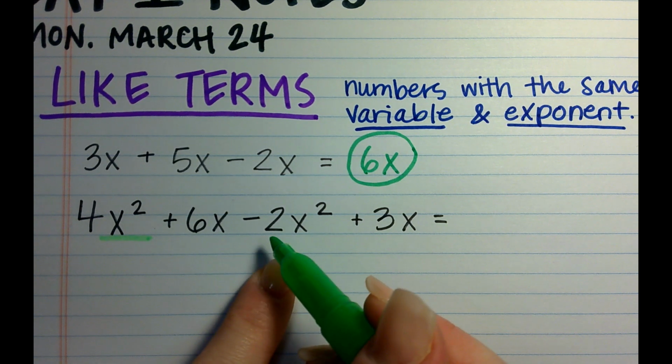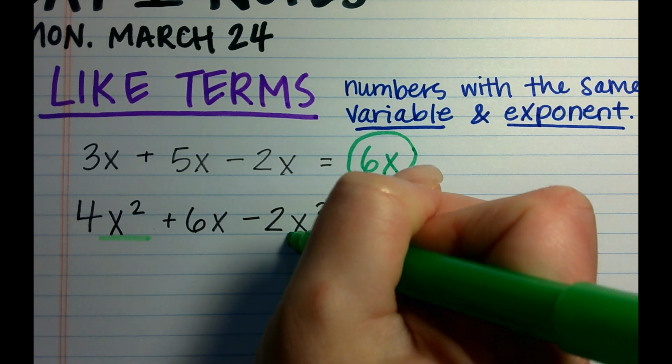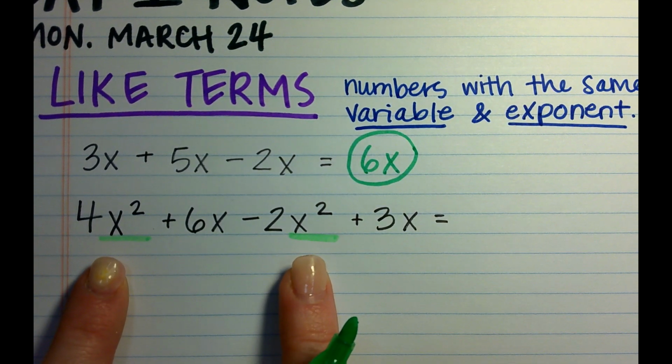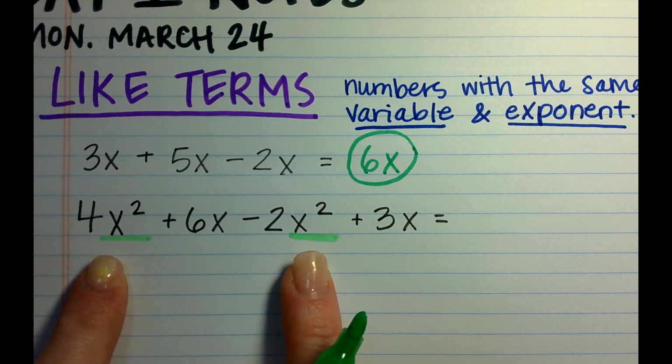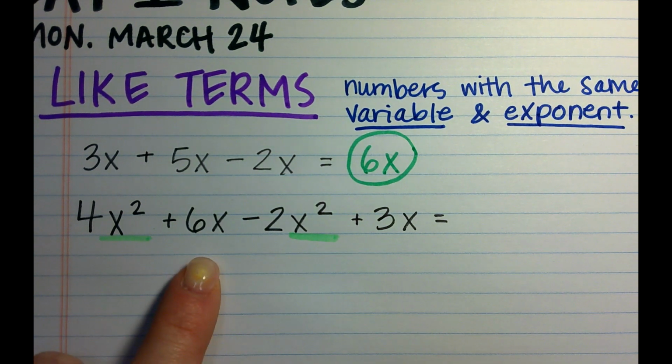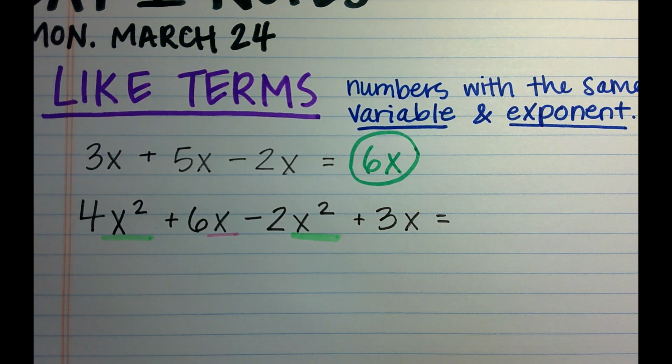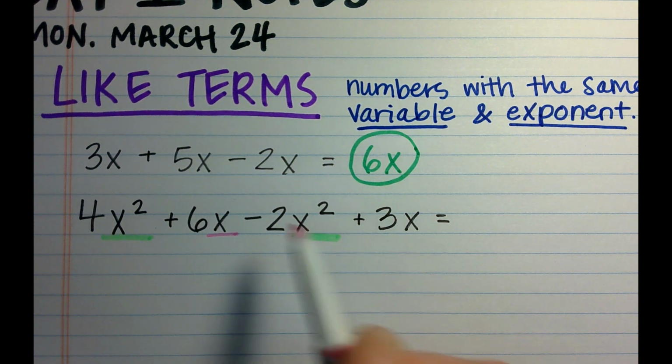Yes, I have a negative 2x squared. Since these both have x squared, are they like terms? Yes, they are. Great. Let's look at the next variable. I have 6x. There's no squared or anything, so I'm looking to see if I have other terms with just an x. Do I? Yes, I do. 3x at the end.